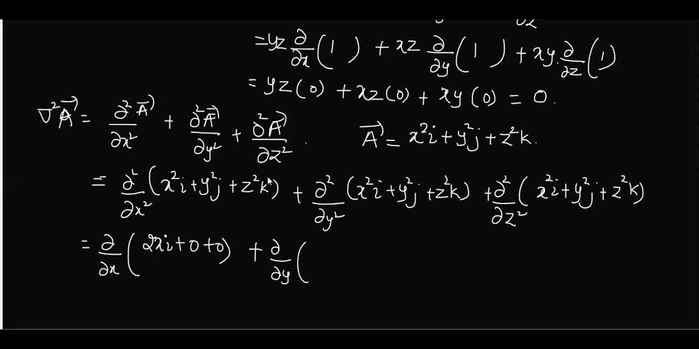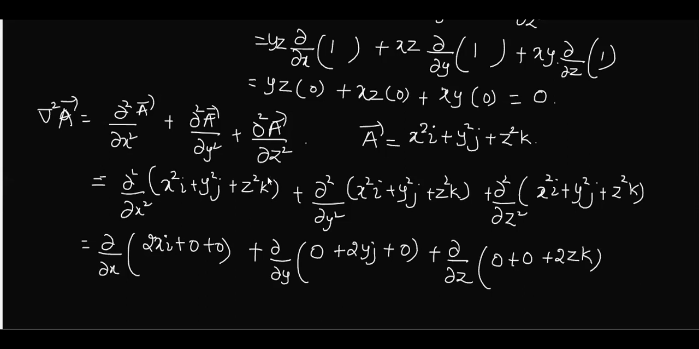So when you apply the differentiation of this bracket with respect to y, what happens to x square i? It becomes 0. What happens to y square j? 2yj. And z square k becomes 0. Similarly, here also there is a symmetry, so we'll get a similar format. For x square i it is 0, for y square j also 0 because there is no z at all. Now the derivative of this last term with respect to z is 2zk.